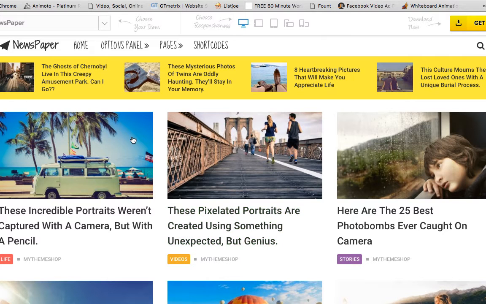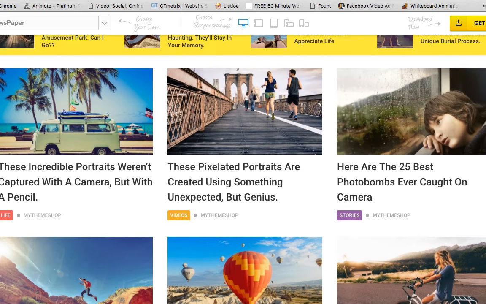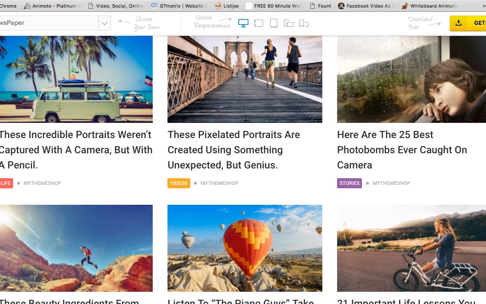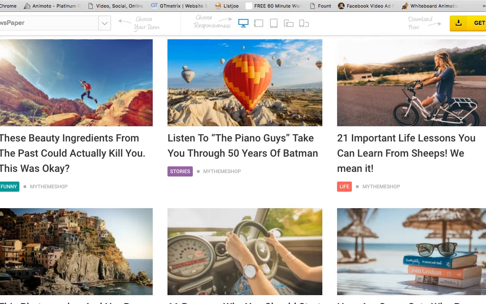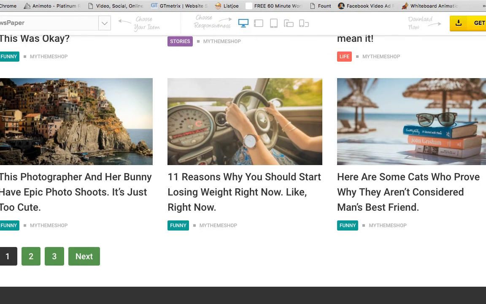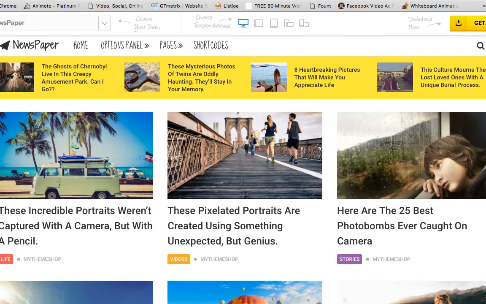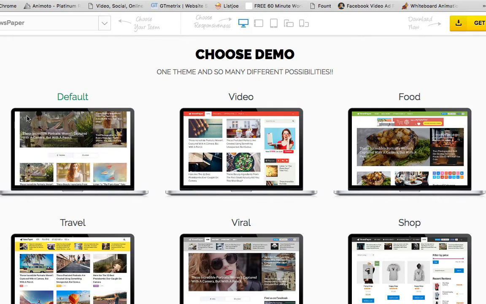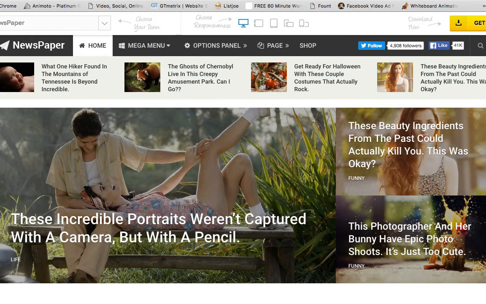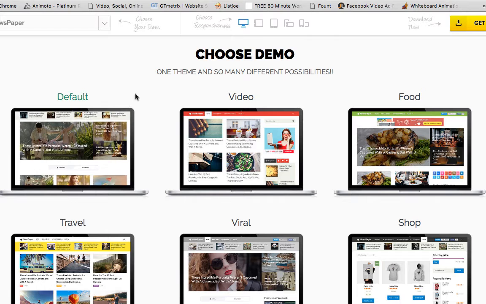Yeah, that's quite a nice looking blog theme. Mixture of videos, stories. You could probably put reviews in there as well. Simple, but quite a nice clean theme. So that's a possibility. Let's go back and have a look at another one. That's a newspaper theme.